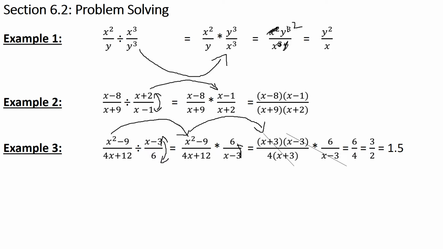The x minus 3's cancel out. You can see here and here. The x plus 3's cancel out. And I'm left with only 6 over 4, which is the same as 3 over 2, or 1.5.